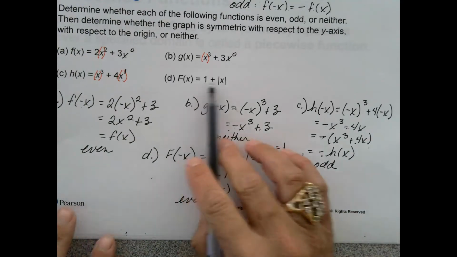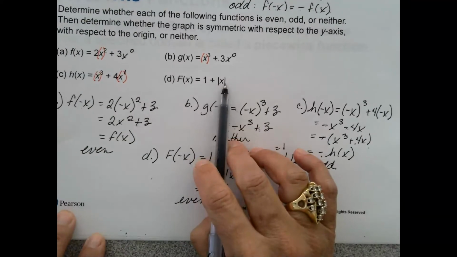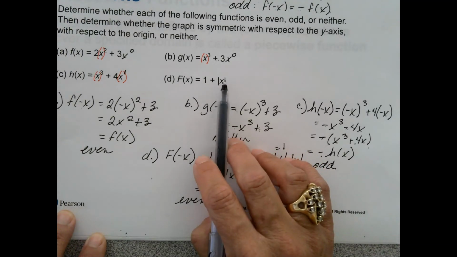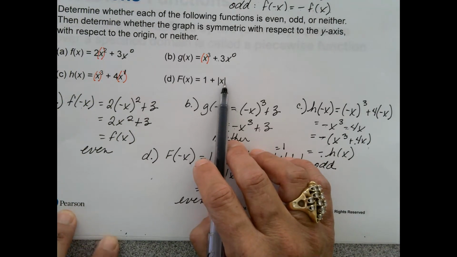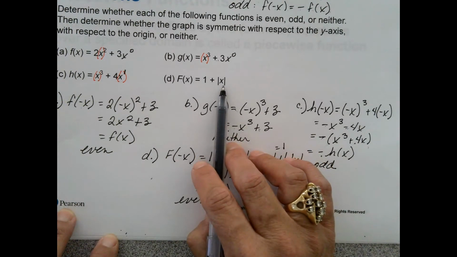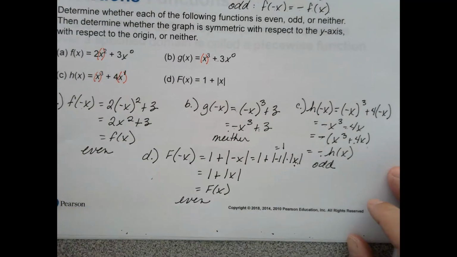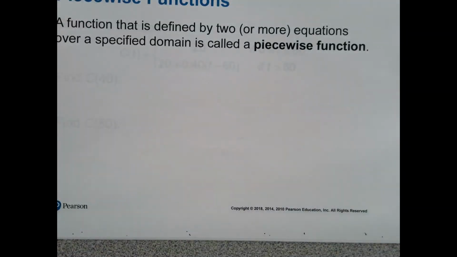That rule does not apply here because this is not a polynomial function. It has the absolute value, and it's an absolute value function. And so you can't use that simplification on this last one. Only on polynomial functions, which are functions that look like a, b, and c. Okay? You may have heard that before.